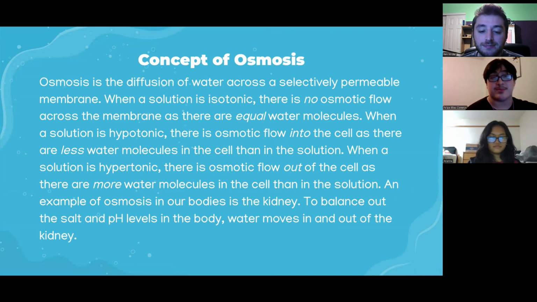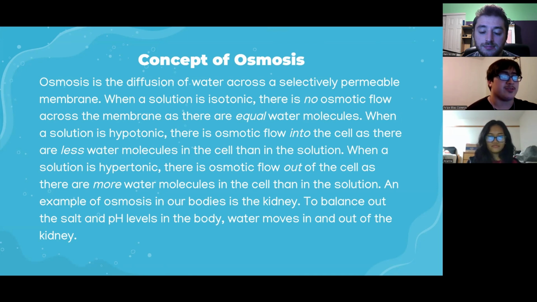So, what is osmosis? Osmosis is the diffusion of water across a selectively permeable membrane. When a solution is isotonic, there is no osmotic flow across the membrane, as there are equal water molecules. When a solution is hypotonic, there is osmotic flow into the cell, as there are fewer water molecules in the cell than in the solution. When a solution is hypertonic, there is osmotic flow out of the cell as there are more water molecules in the cell than in the solution.